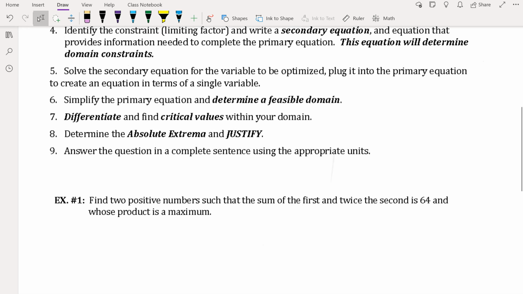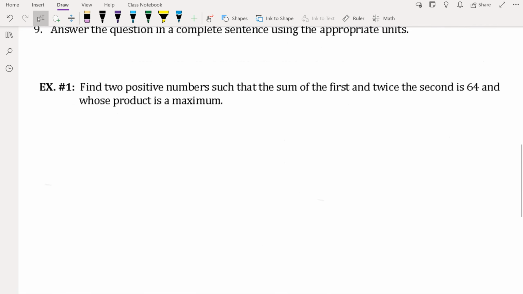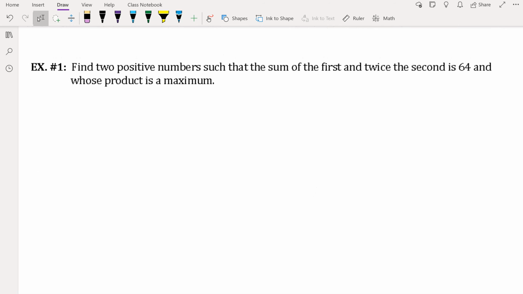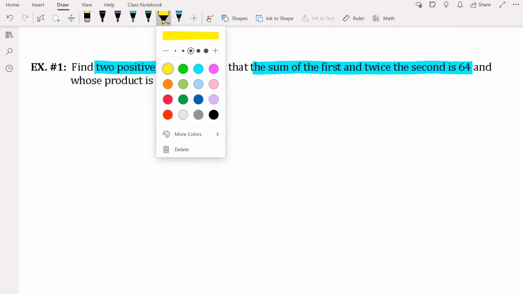Okay, so here we go. Here is our one example. We're going to do one problem today, and then we'll get some practice in. All right. So the first step is to underline important things. So let's go ahead and do that. I'm going to underline normal things in blue and calculus keywords in yellow. So find two positive numbers such that the sum of the first and twice the second number is 64, and whose product is a maximum.